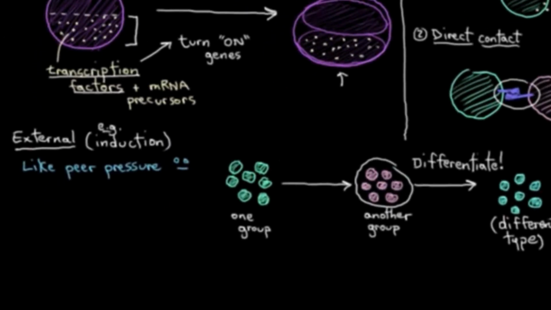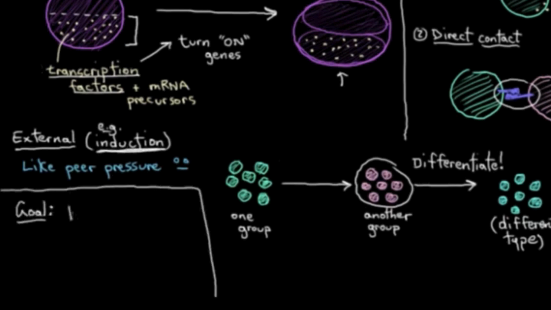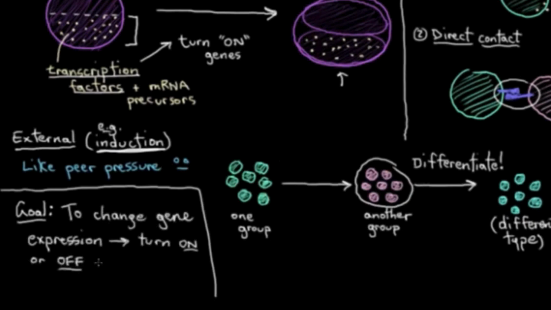And so on that note, I'll just remind you, remember the goal here with the cytoplasmic determinants, those transcription factors I talked about earlier, and then all these signals that you get in induction, remember the goal is to get cells to change their gene expression, right? To flick on or flick off certain genes, which ultimately is what causes cells to differentiate into other more specialized cells.